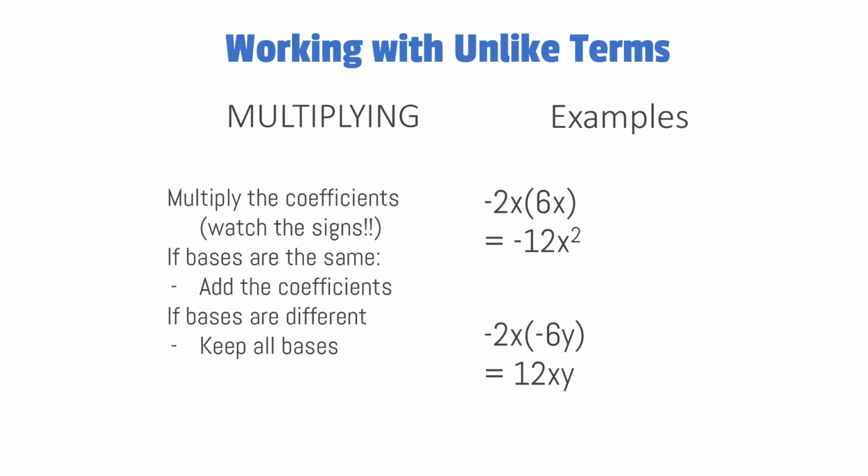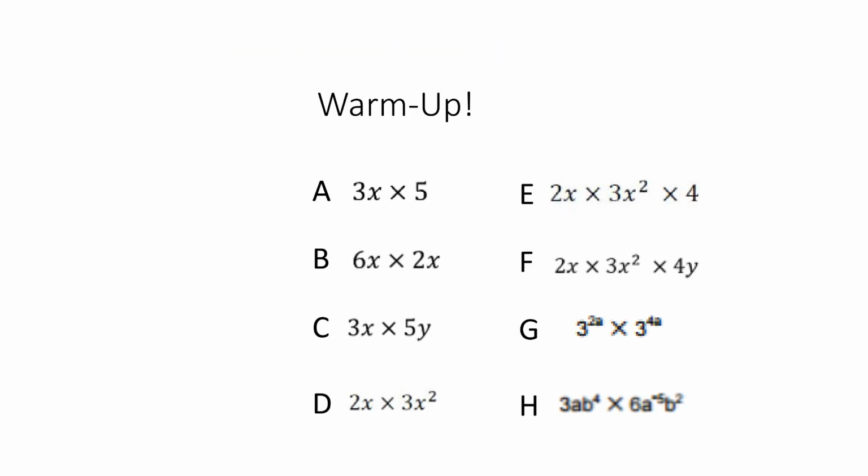Similarly, if you've got negative 2x times negative 6y, our signs are going to change. We've got a negative times a negative, so we know we're going to end up with a positive. And again, we're going to multiply the coefficients, 2 times 6, giving us 12, and x times y, giving us simply xy. Let's try some quick questions here as a warm-up.